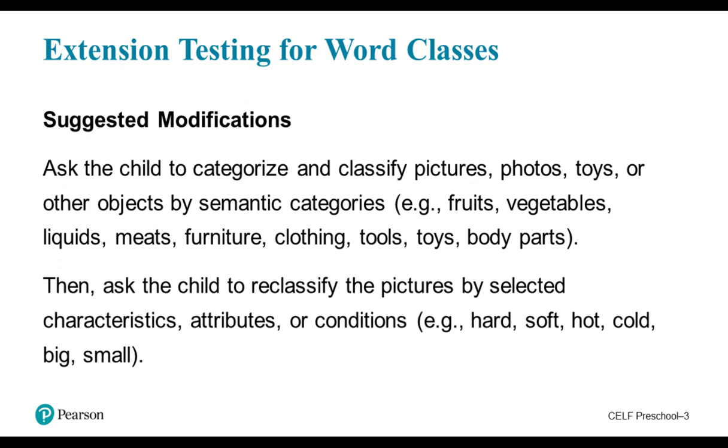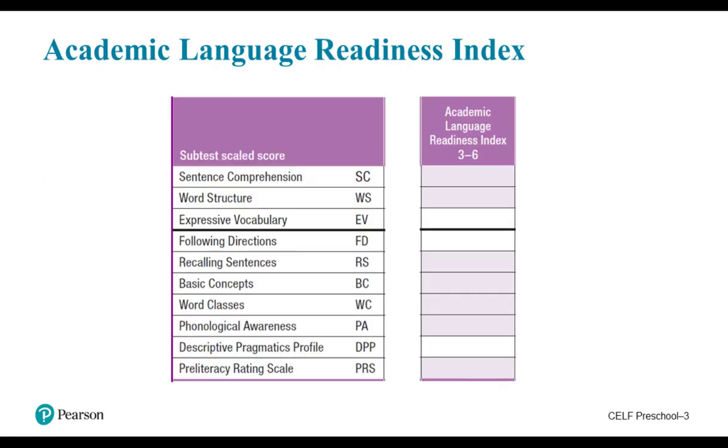So for example, for word classes, there are some modifications that we suggest. We can give the child pictures and ask the child to categorize the pictures by semantic categories. So put all of the fruit into one category, all of the vegetables, all of the meats, and so on. And then you might ask the child to reclassify the pictures by selected attributes or selected characteristics. So again, trying to see if there are conditions under which the child would perform this particular task proficiently, and that will allow us to identify the child's needs and also allow us to program, to think through how we might approach instruction for that particular concept or skill.